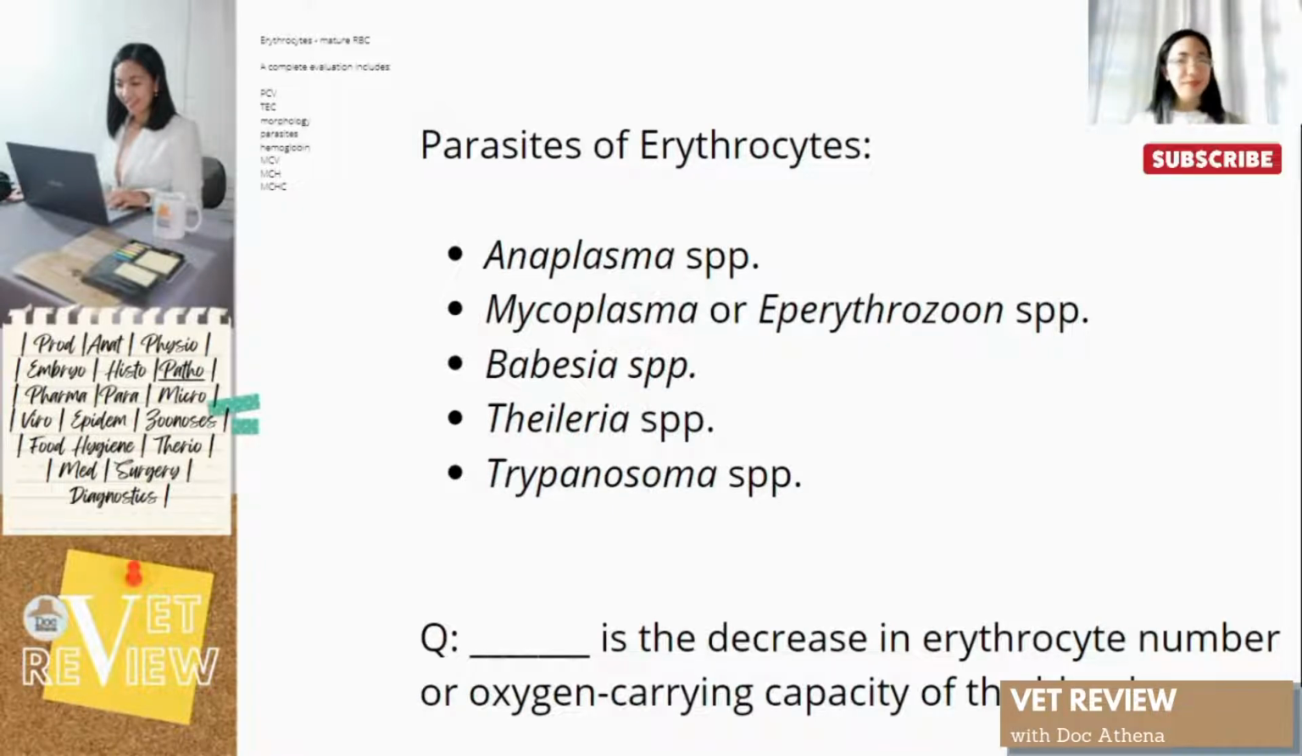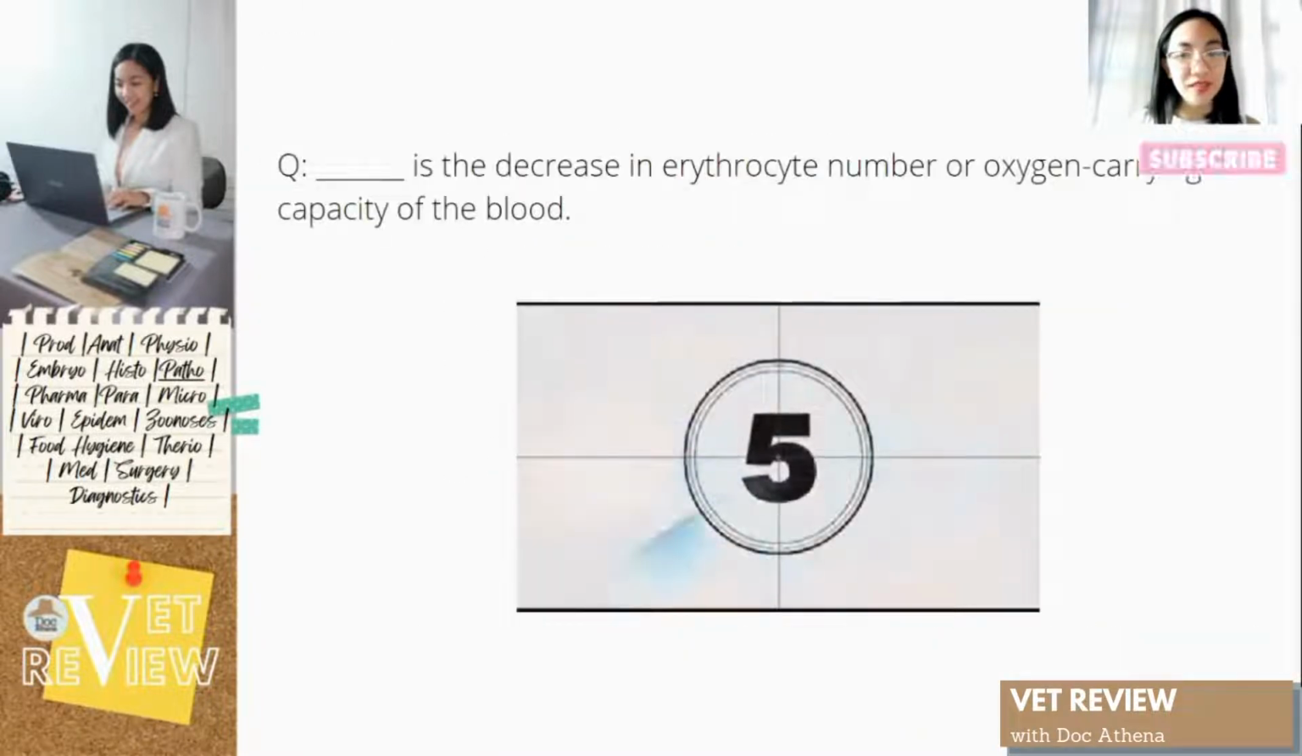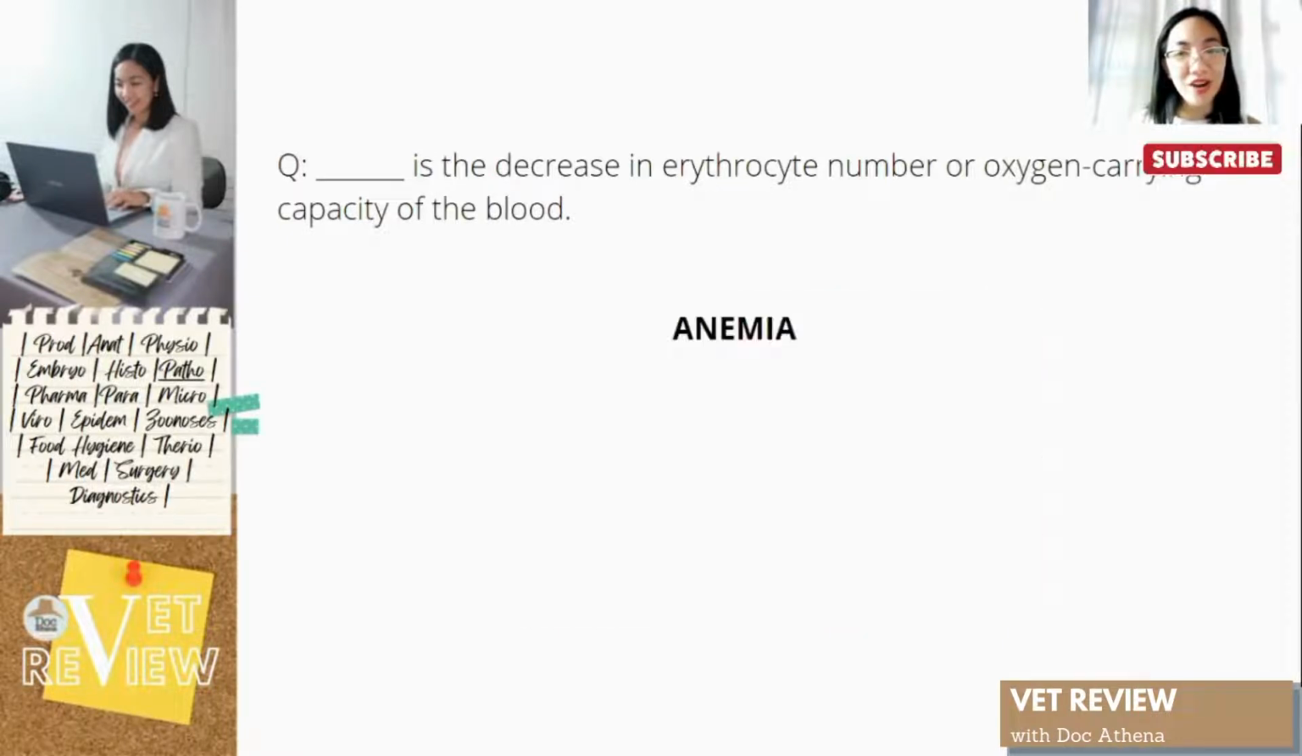Now another question. Blank is the decrease in erythrocyte number or oxygen carrying capacity of the blood. What is this? I'll give you 5 seconds. 4, 3, 2, 1, 0. Okay, this is anemia. Anemia is the decrease in erythrocyte number or oxygen carrying capacity of the blood.